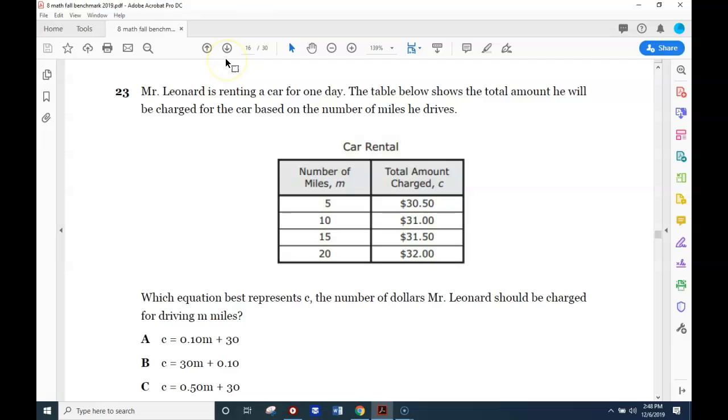Number 23. Mr. Leonard is renting a car for 1 day. The table shows the total amount he will be charged for the car based on the number of miles he drives. Car rental, number of miles M, 5, 10, 15, 20. Total amount charged, C, $30.50, $31, $31.50, $32.